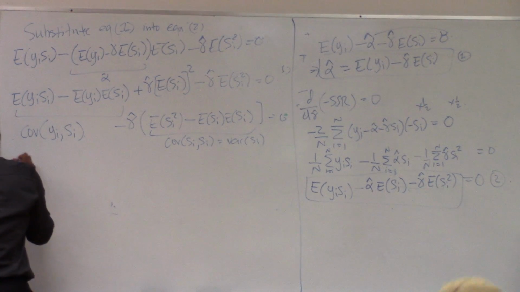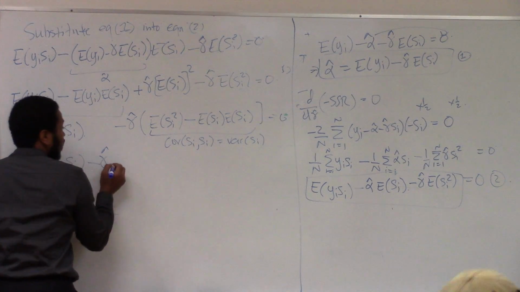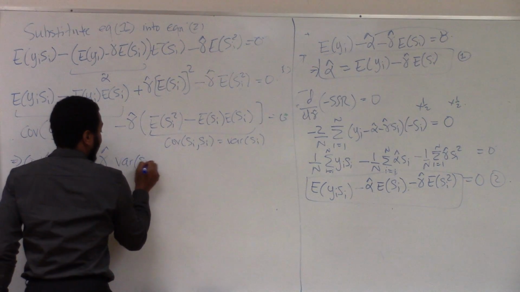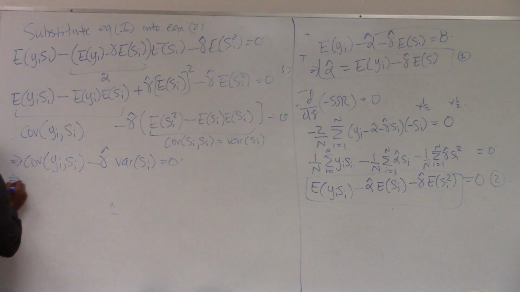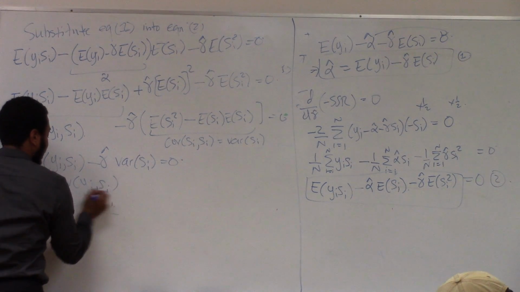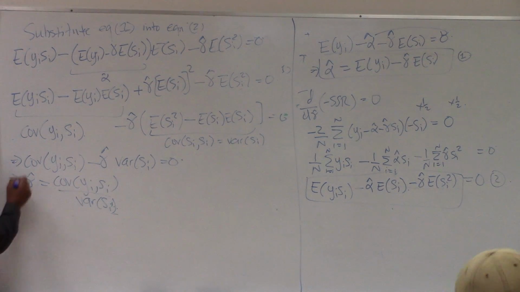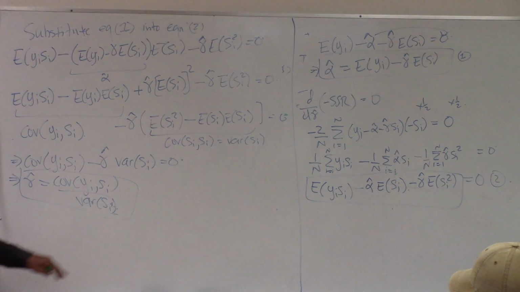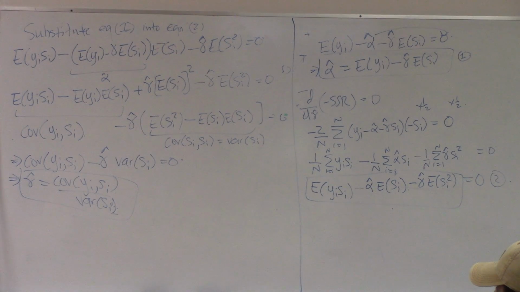Okay. So this implies that the covariance of yi and si minus gamma hat times the variance of si is equal to 0. So from this, we can solve that gamma hat is equal to the covariance of yi and si divided by the variance of si. Any questions on this? Are you following everything? So everyone has me up to here, right?